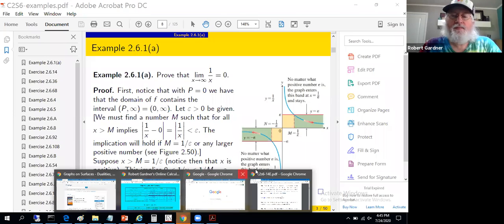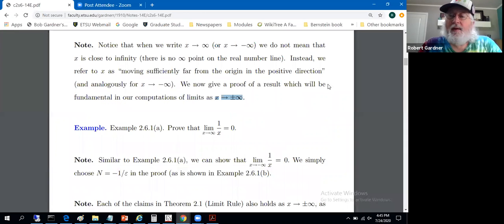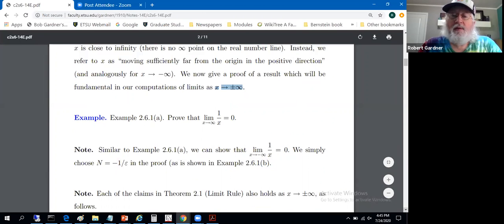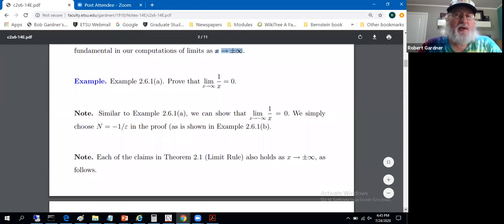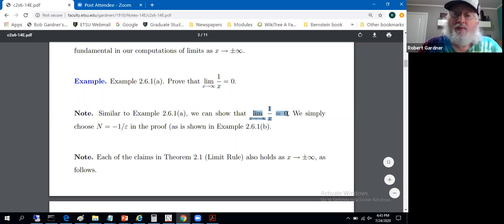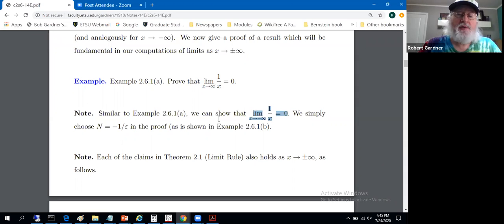Back to the notes. I can't really express my excessive joy over the establishing of this thing: the limit as x approaches infinity of 1 over x equals 0, and its sibling, the limit as x approaches negative infinity of 1 over x equals 0. There's your proof for part A in the notes. Parts A and B are in the book. See example 2.6.1 part B for this second part.